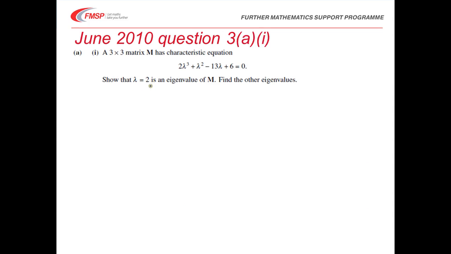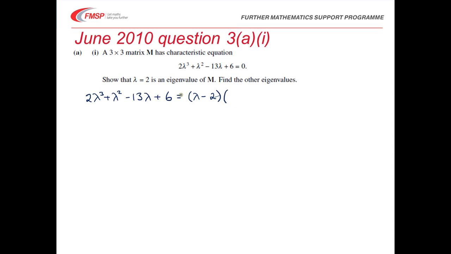So if we're asked to show that lambda equals 2 is an eigenvalue, we could plug 2 into the left hand side and show that it equals 0. But given that we've got to find the other eigenvalues, we're going to have to factorise anyway, so we might just as well start by doing that. So 2 lambda cubed plus lambda squared minus 13 lambda plus 6. If lambda equals 2 is an eigenvalue, then lambda minus 2 must be a factor.